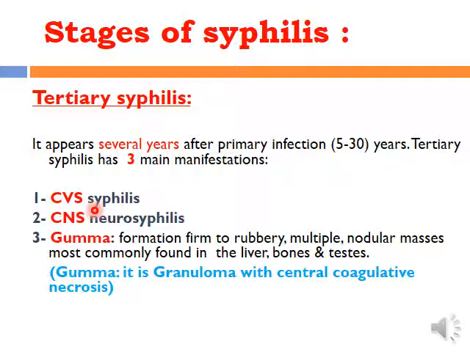Such dilatation of the aorta is associated with dilatation of the ring of the aortic valve, and for this the patient develops aortic regurgitation. Regarding gumma, usually there are multiple yellowish tan nodular masses. Their appearance is similar to tumor and they can develop in the liver, in the bone, or in the testes. And under the microscope, these gumma are composed of central coagulative necrosis surrounded by granulomatous inflammation.